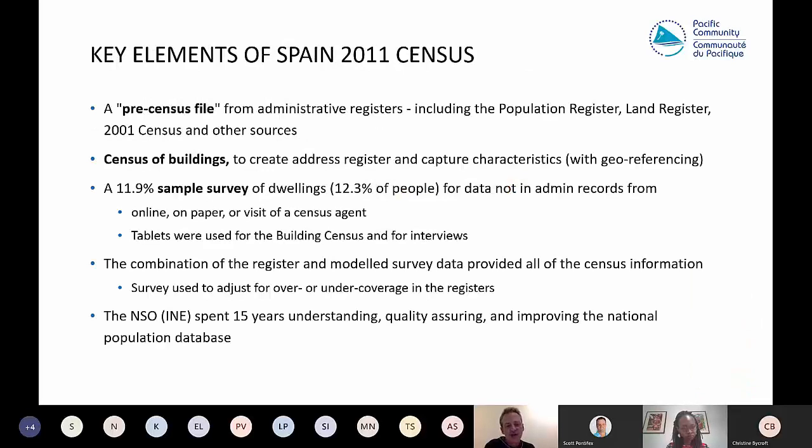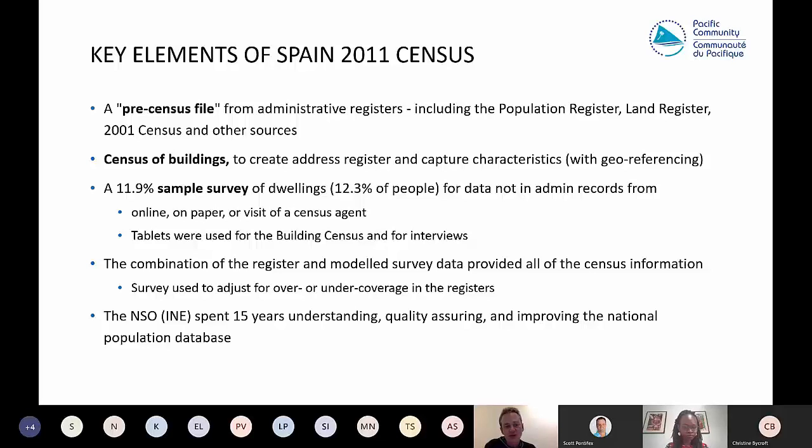So the key elements of the Spanish 2011 census: they pulled together data from administrative registers in advance. They also had a census of buildings to create an address register, and they captured characteristics of the buildings, number of rooms, number of bedrooms, that kind of thing. And they also geo-referenced all of the dwellings to basically create a physical address register that could be kept up to date.